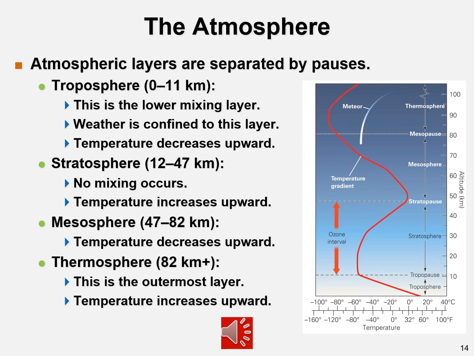The next layer up is the mesosphere, 47 to 82 kilometers. Temperature decreases upwards within this layer. And the final layer is called the thermosphere, which is 82 plus kilometers. This is the outermost layer, and temperature increases upwards in this layer. Each layer is separated by pauses. So between the troposphere and the stratosphere, we have the tropopause. Between the stratosphere and the mesosphere, we have the stratopause. And between the mesosphere and the thermosphere, we have the mesopause.